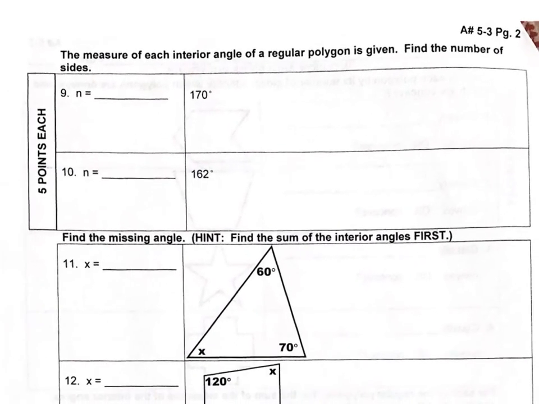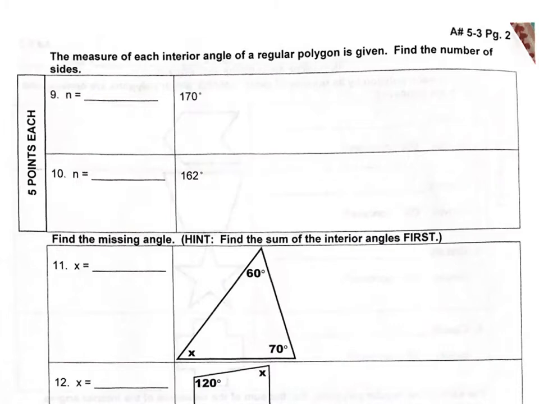It says, the measure of each interior angle of a regular polygon is given. Find the number of sides. Okay, so this means we have to do the opposite. We're actually using the equation, but we've got to go backwards.